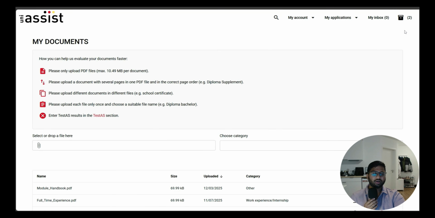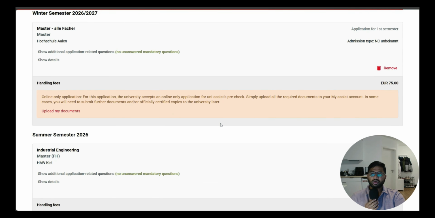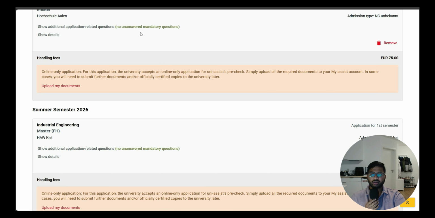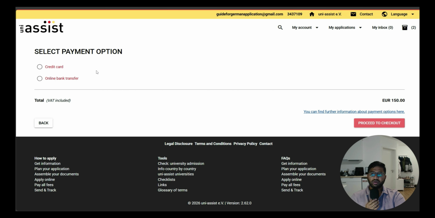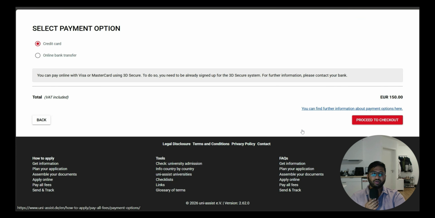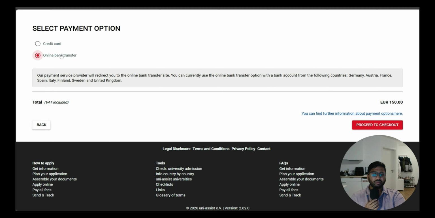After this, you can click on inbox. Once you have done that, check again that the unanswered mandatory questions are answered and documents are already uploaded. Then you can click on the payment option. You can click on credit card and pay via credit card, because usually people who are coming from outside Europe have to use credit card, because online bank transfer is only available in Europe.